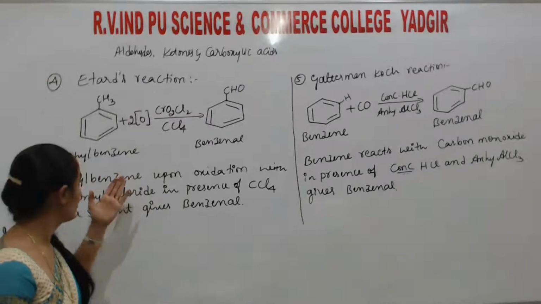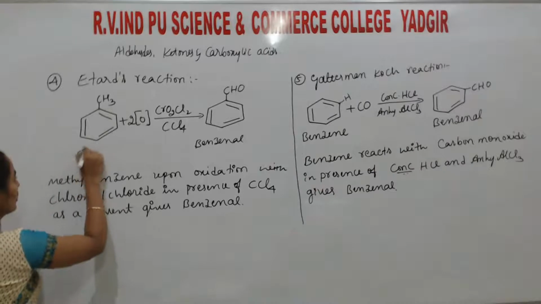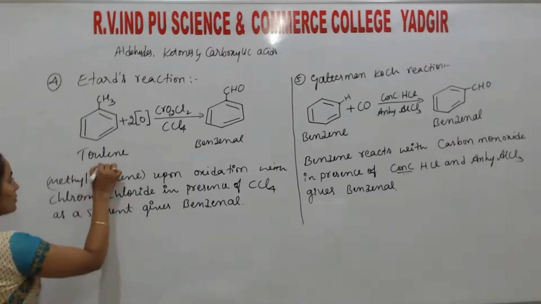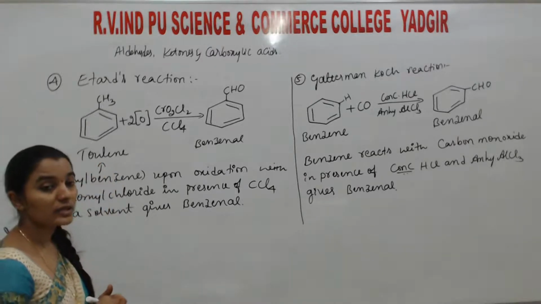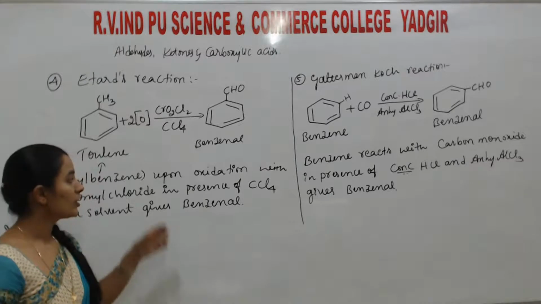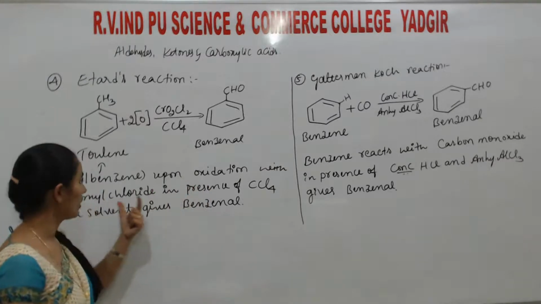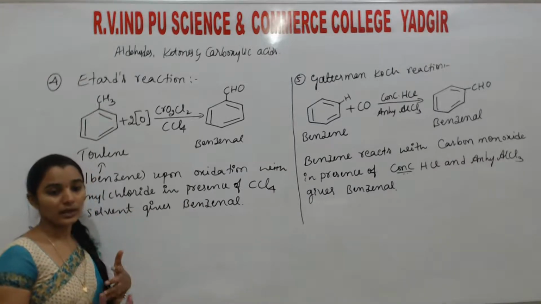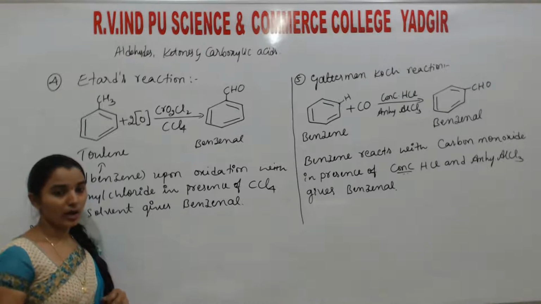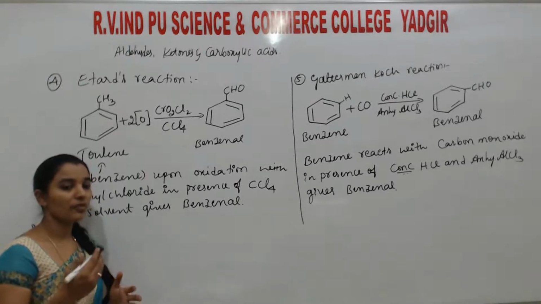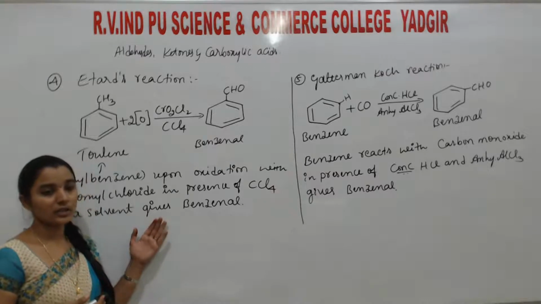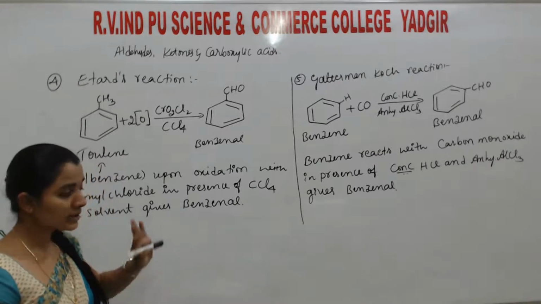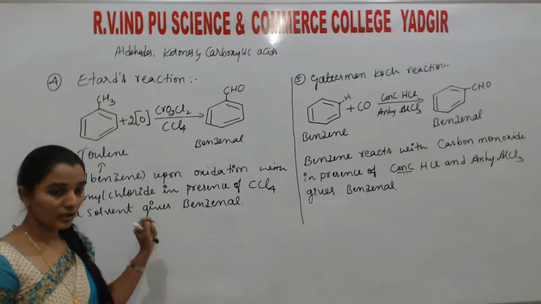Or toluene. This methyl benzene is also called toluene, remember. In the place of methyl benzene, you may substitute this, because a benzene ring with CH3 is called toluene. When toluene upon oxidation with chromyl chloride in presence of CCl4 as a solvent gives benzaldehyde, they may ask like this and name the reaction. Or write the reaction for the preparation of benzaldehyde by using toluene as a reagent and name the reaction. So they are very important, that is compulsory also. They should ask.